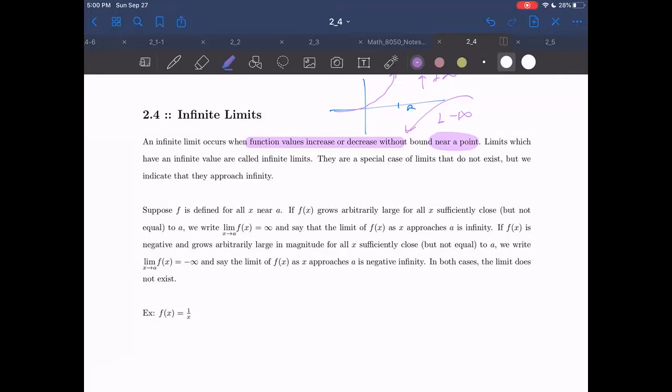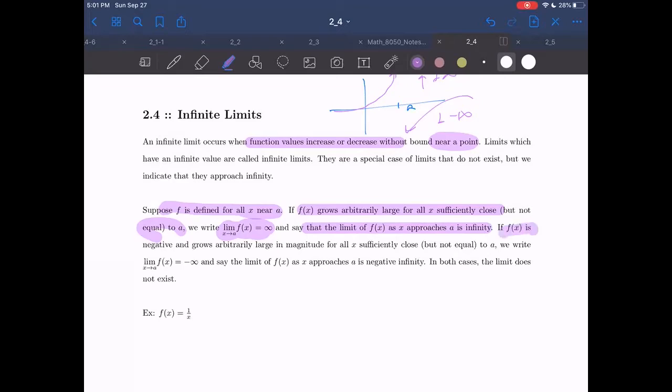So we can give our formal definition. If we've got some f that's defined for all x near a, just the same way we've been defining our limits, and f of x grows arbitrarily large for all x sufficiently close but not equal to a, so as our x values get close to a, f of x is getting really, really large, then we write the limit as x approaches a of f of x is equal to positive infinity, and say that the limit of f of x as x approaches a is infinity.